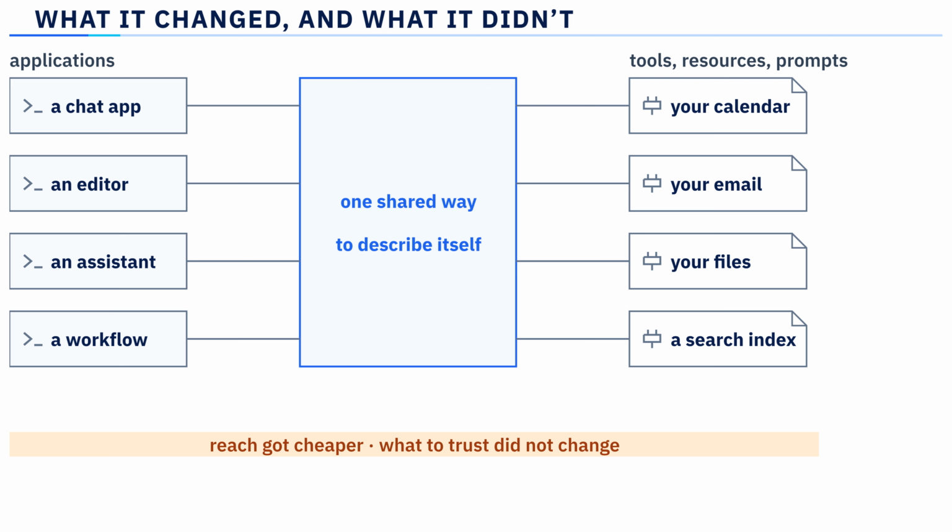No. A shared way to connect is just that, a way to connect. It does not ask whether an action is a good idea. It does not make anything safe to trust. Reach got cheaper. What to trust did not change. And closing that gap is what the rest of this series is about.